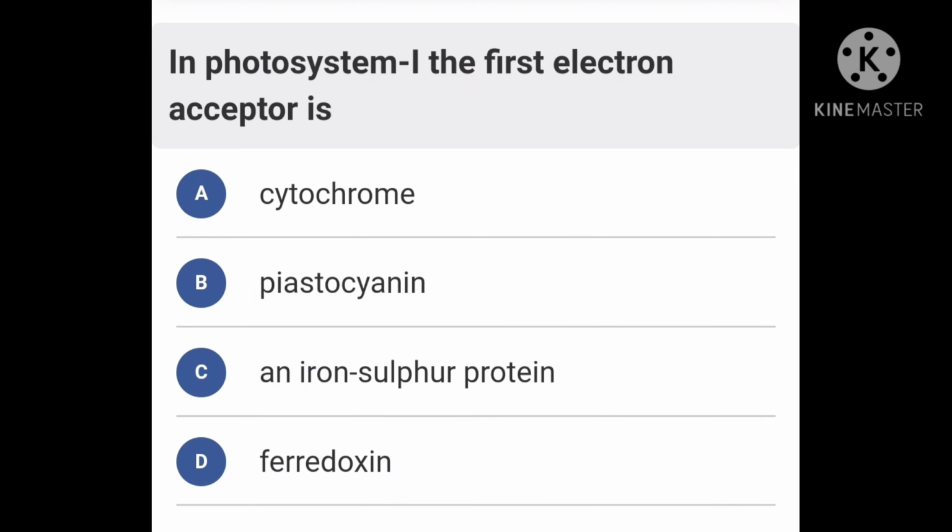Okay, next question. In photosystem 1, the first electron acceptor is option A cytochrome, option B plastocyanin, option C an iron sulfur protein, option D ferredoxin. Photosystem 1 is an integral membrane protein complex that absorbs solar energy and mediates electron transfer from plastocyanin to ferredoxin. Ferredoxin is the iron containing sulfur protein which is the first pigment that accepts electron. The PS1 system comprises more than 110 cofactors, significantly more than photosystem 2, and the right option is C, an iron sulfur protein.